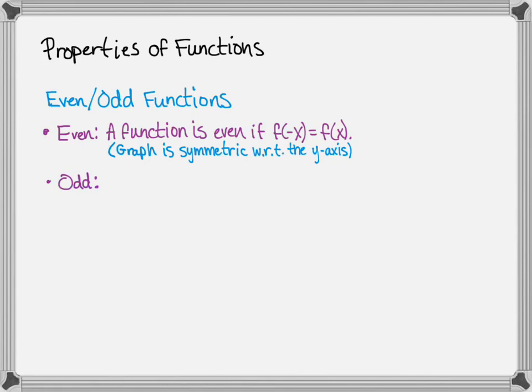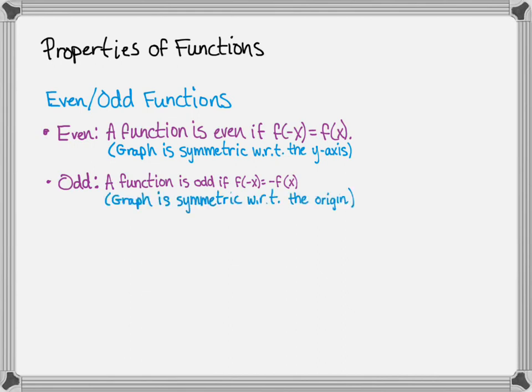A function is odd if f of the opposite of x equals the opposite of f of x. In other words, its graph is symmetric with respect to the origin. Let's look at an example. So let's look at h of x equals x over x squared minus 1.